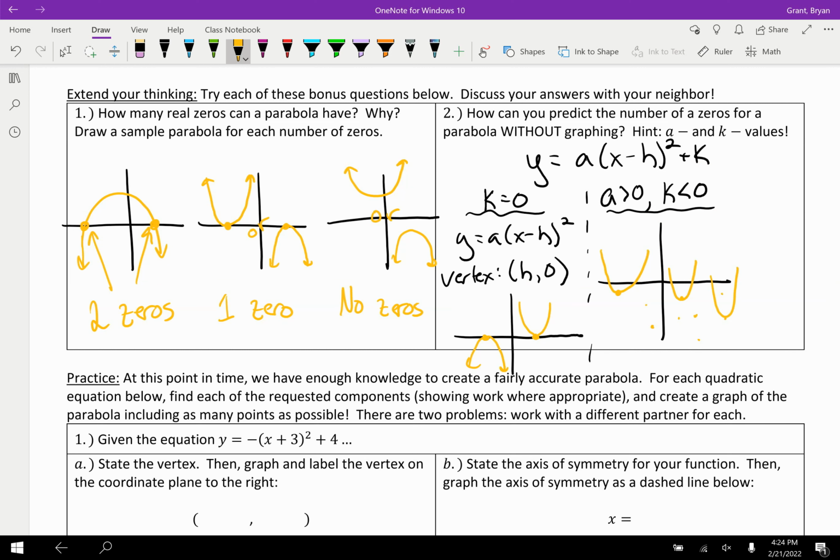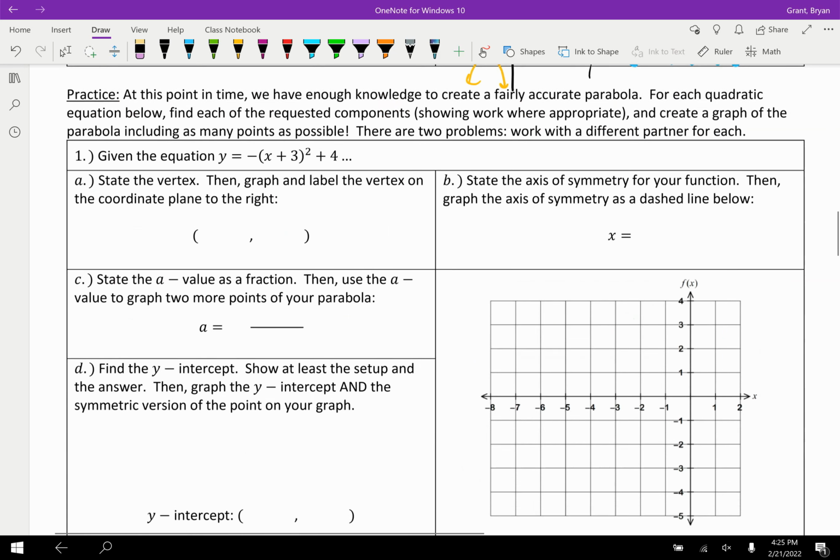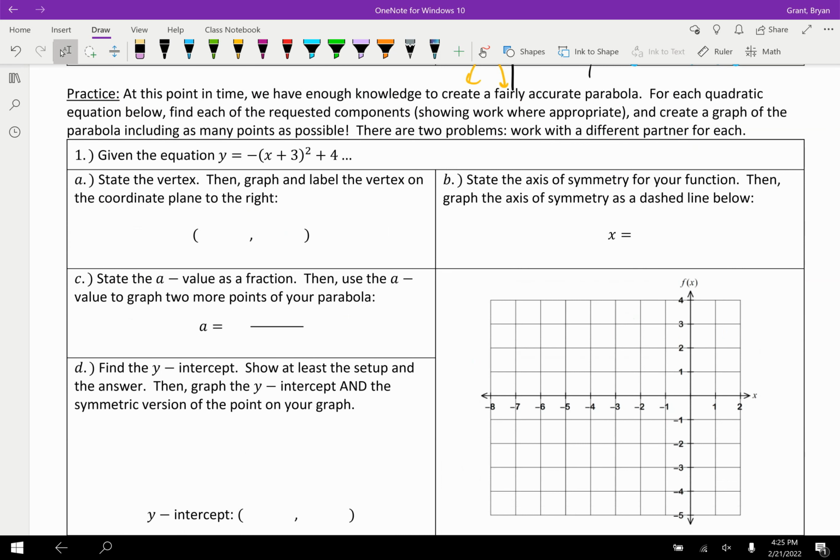So just as a bit of a bonus or an extension question, could you think about what would have to happen to give a parabola no zeros? Well, hopefully you realize that this same situation would work, but I think a would have to be less than 0. And if that's the case, the parabola starts in the same spot, but goes in a downward direction. There are other options too, but it just gives you a nice indicator of how a and k work together to create those x-intercepts.